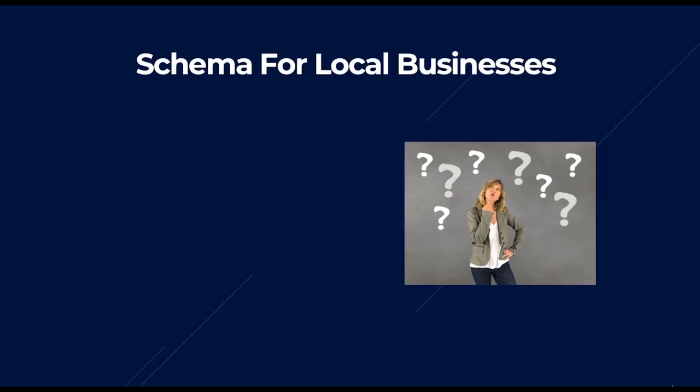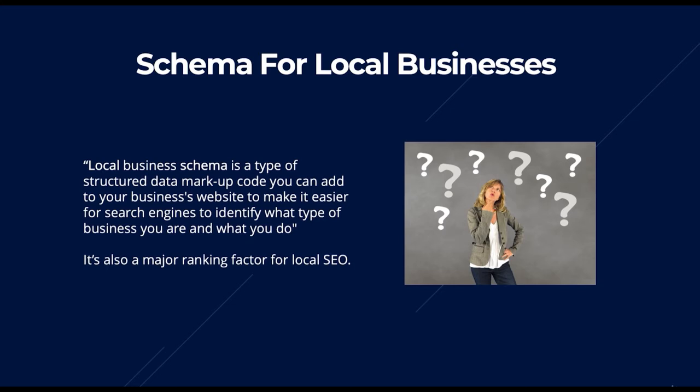Schema for local businesses. So what is Schema? Local business schema is a type of structured data markup code you can add to your business's website to make it easier for search engines to identify what type of business you are and what you do. So essentially, it's all about adding code to your website to give Google more information about what you are and what you do. This is super beneficial, as the more information Google has about your website, the better it understands what you do and the services you provide.